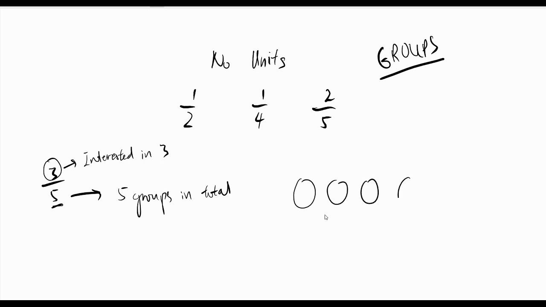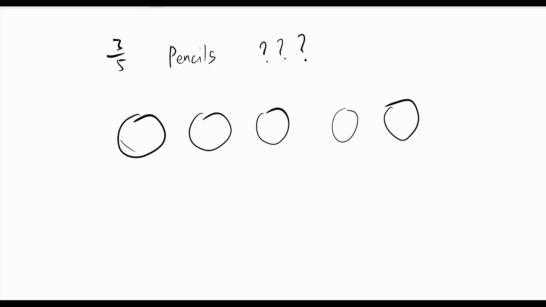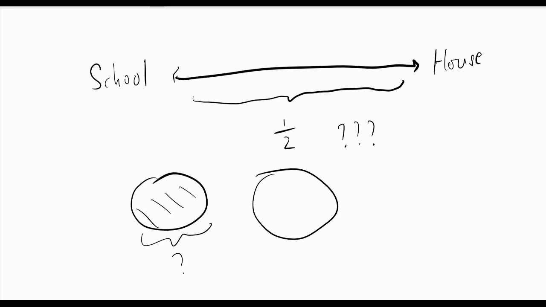But we can't find the exact quantity of anything unless we are able to find the size of one group. For example, if I ask you how many pencils you have, it doesn't make any sense if you tell me that you have 3/5 pencils. Because that's like saying you have 3 groups of pencils, but how big is each group? Similarly, if I ask you how far away you live from school, you can't tell me half. Half of what? You're essentially saying if there are 2 groups, then your house is 1 group away from school. But that doesn't make any sense.